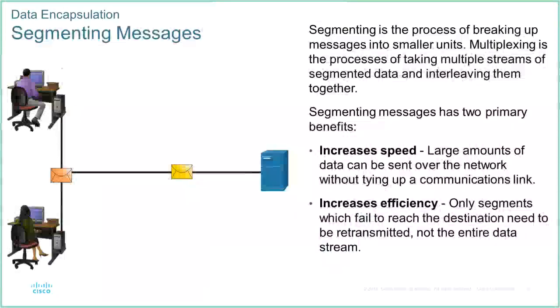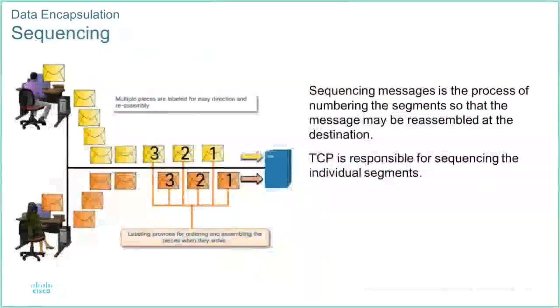And it makes it more efficient in that if something goes wrong with part of the conversation, we only need to fix that little bit of the conversation, not the entire conversation. So the sequencing is basically tags that tell us what order the message is being broken up into so that it can be reassembled at the other end in the correct order to make the message make sense.